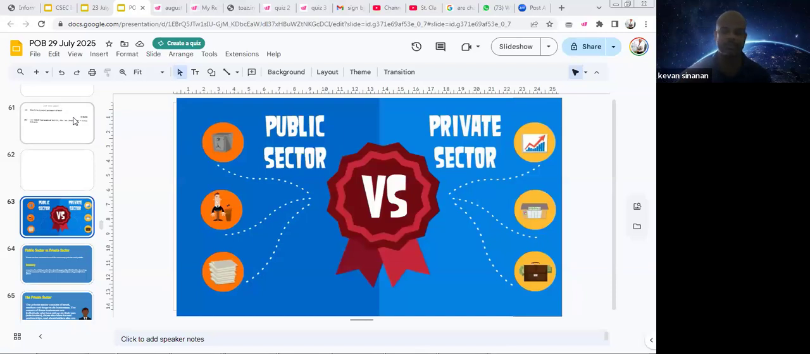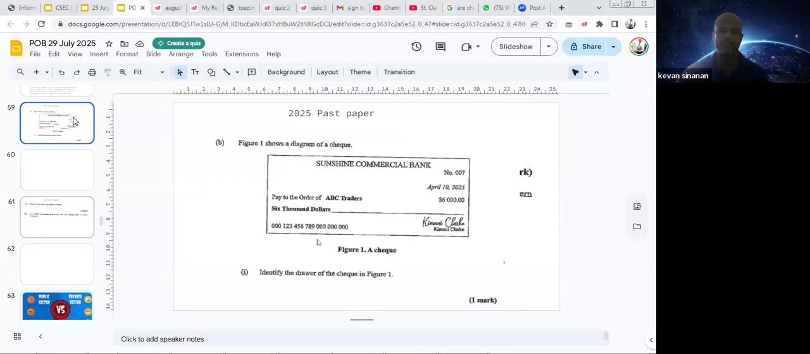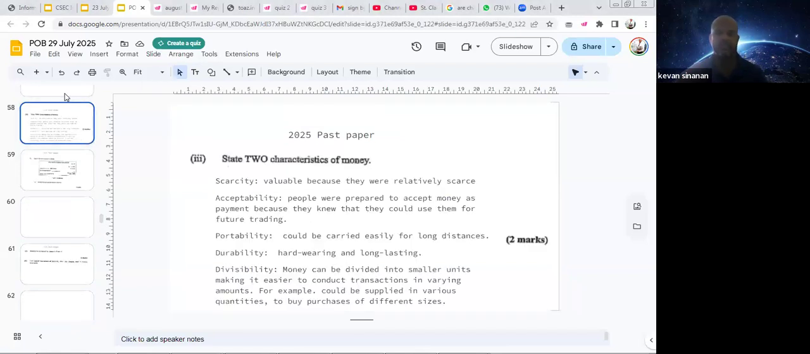Who remembered where we finished off in last class? We finished off with a nice little past paper question on instruments of exchange. Who remembers that? We just finished a question stating the characteristics of money, and the answers were scarcity, acceptability, portability, durability, and divisibility.